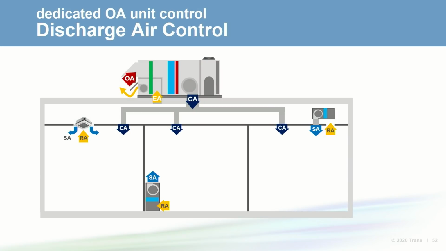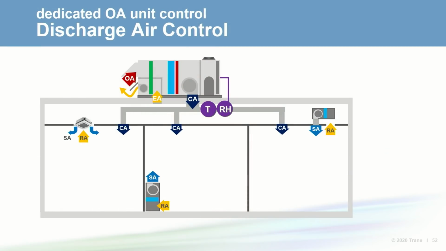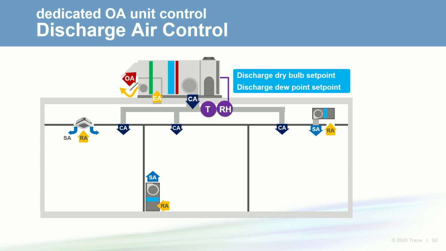The majority of dedicated outdoor air units use discharge air control. A set amount of outdoor air is delivered at controlled discharge air temperature and discharge air dew point temperature. To meet the outdoor airflow required for the zone, the total amount of air delivered may vary, but the conditioned air will be sent at the required temperature and dew point, regardless of the airflow. These temperature and dew point set points will be determined based on the unit's operating mode.